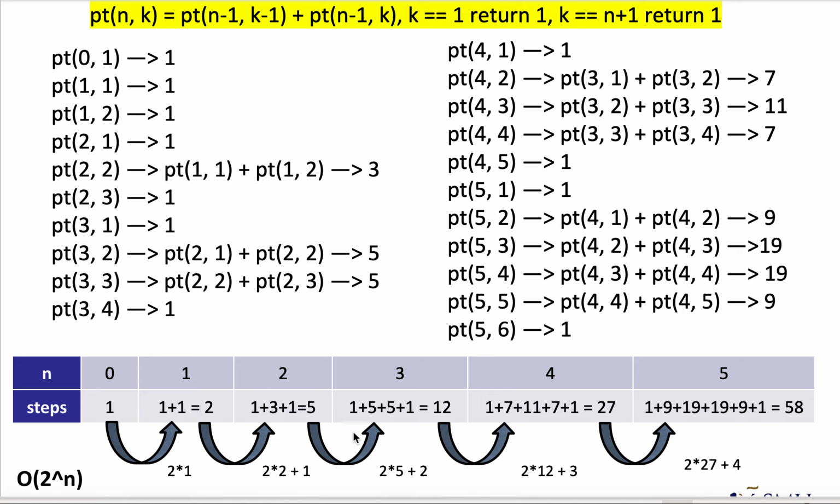So the worst case complexity of this algorithm will be order of 2 raised to n, or 2 to the power n, because as n increases by 1, you actually double the number of operations that are taken. All right. Okay.